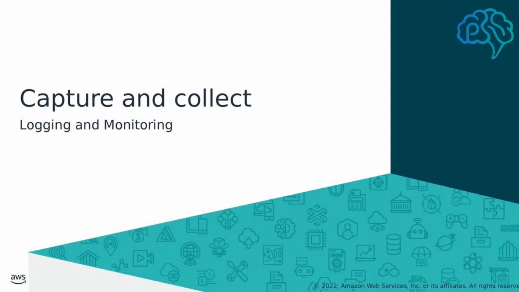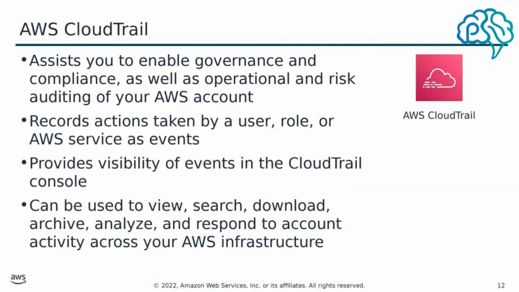So let's talk about capture and collect here next. And there are some services that are important to be aware of. So first, let's dive into CloudTrail here. It's an immutable audit log for tracking user activity and API calls across AWS services. And it's going to implement a scalable event pipeline for security analysis, compliance, and operational forensics.